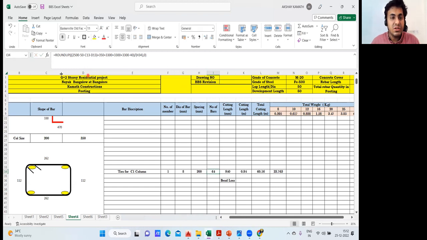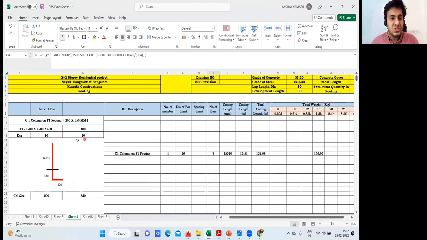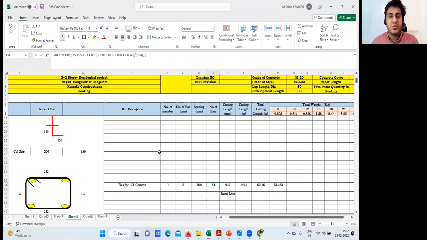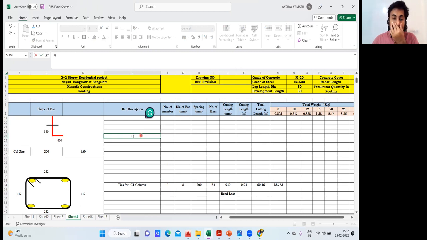Okay, I'll check what I've done. See here, C13 minus D13. Okay, I'll explain how it has to be done. I'll start from here. Plus, I'll open a bracket. What was the depth of the excavation? It was 2500. 2500 minus, one cover I'll take out, because directly this lateral tie will not start from the bottom. One cover you'll leave. So minus 50 I did.